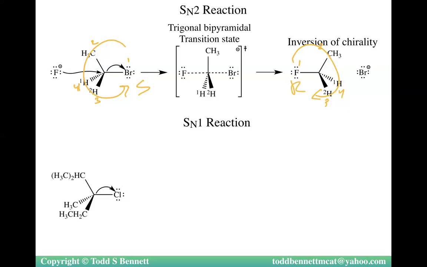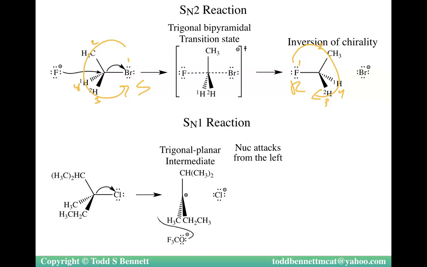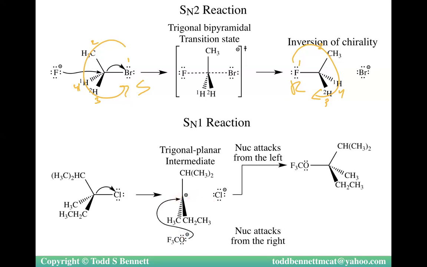Again, want to start with the chiral center to monitor it. Leaving group leaves. We have a tertiary carbocation, which is stable, so we won't get rearrangement. We've been over this at some point. A nucleophile is free to attack from the left side or the right side. So if it goes from left, it goes to one side, goes to right.